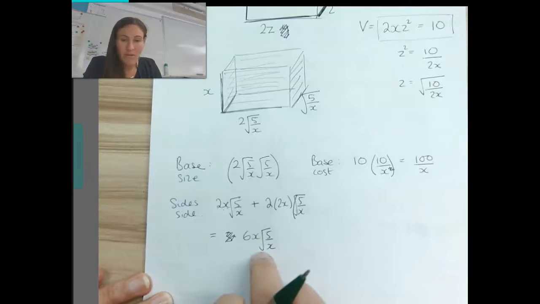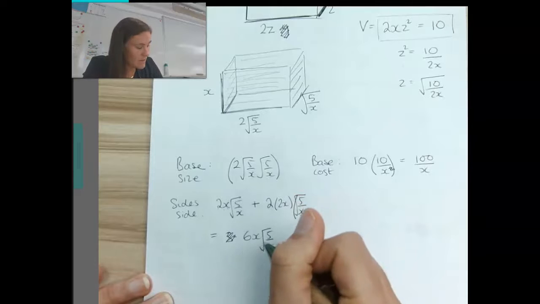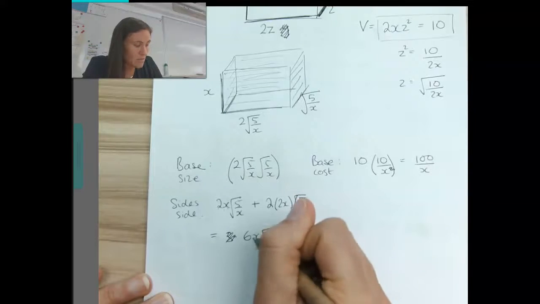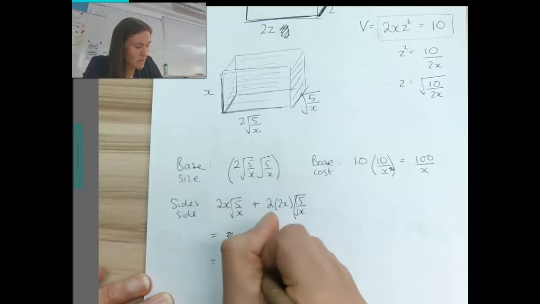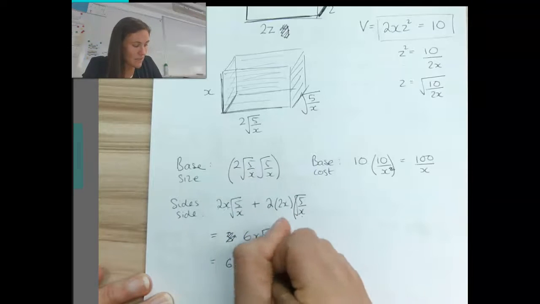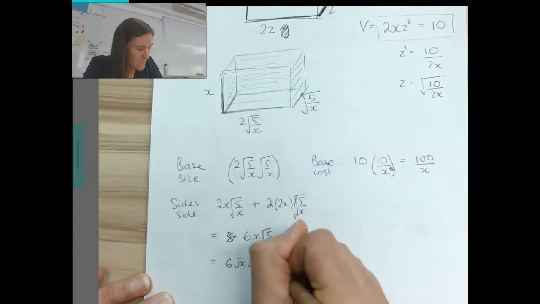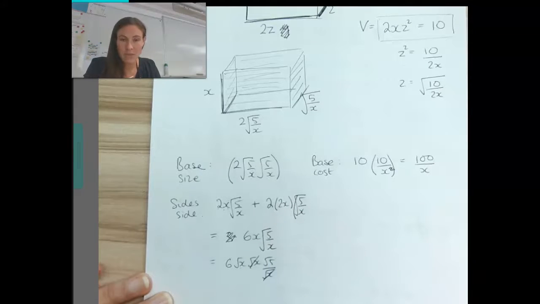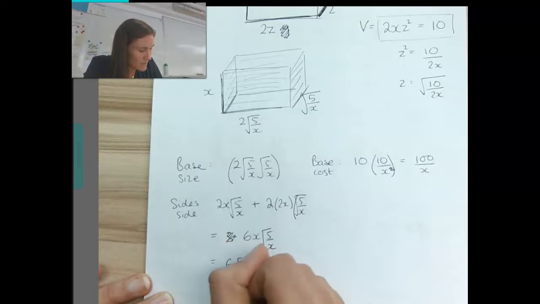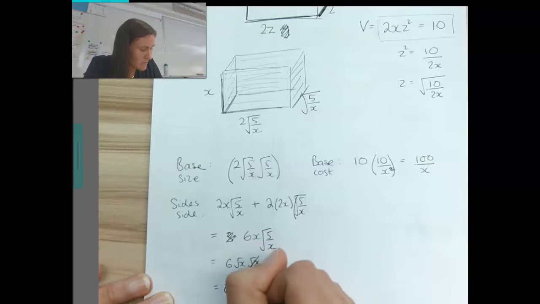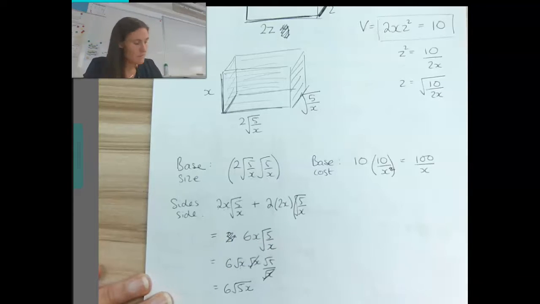And I could simplify this even further by cancelling out the root x at the bottom with a root x at the top. So just to be really clear, I'm going to rewrite x as root x times root x, and I'm going to cancel one of those with the root x at the bottom. So I get 6 times root 5. Let's pop that under there.